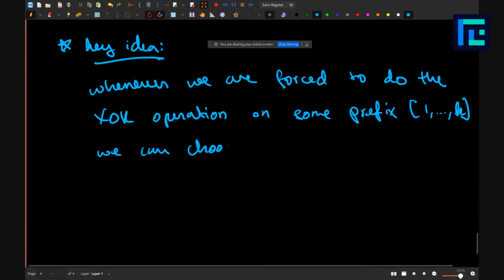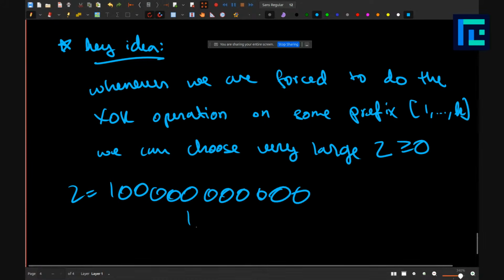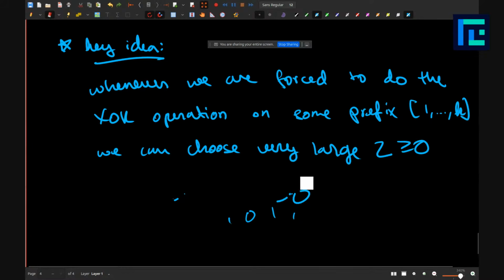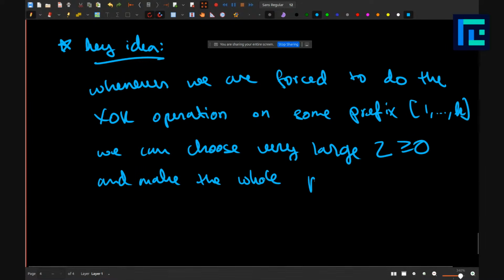We can choose a very large z because we can XOR with any number z greater than or equal to 0, right? So we'll choose something like z is 1 0 0 0 0, a lot of zeros. Basically what will happen is all the XORs will become distinct from that point onwards, right? So we can choose some very large z and make the whole prefix distinct for sure.